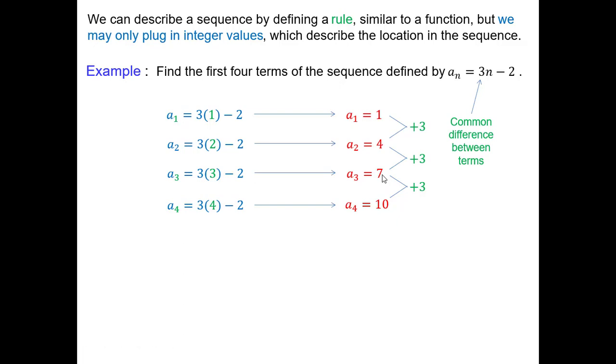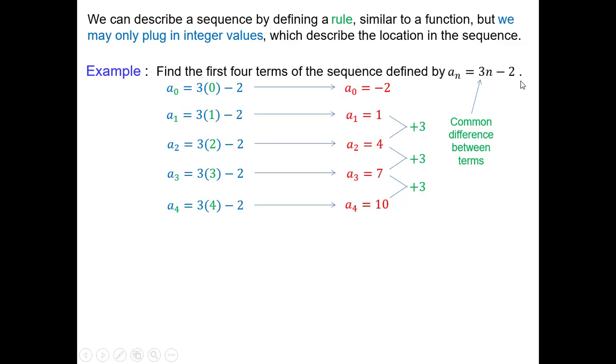Now I'd also like to take a look at what would happen if we were to plug in 0. This would be the term before the first term. In other words, sometimes we refer to it as the 0 term or the 0th term. And if we plug in 0, notice that it's going to cancel out that first term and give us -2.